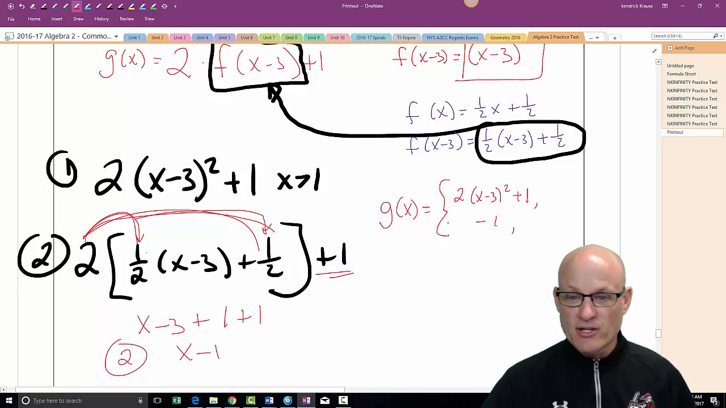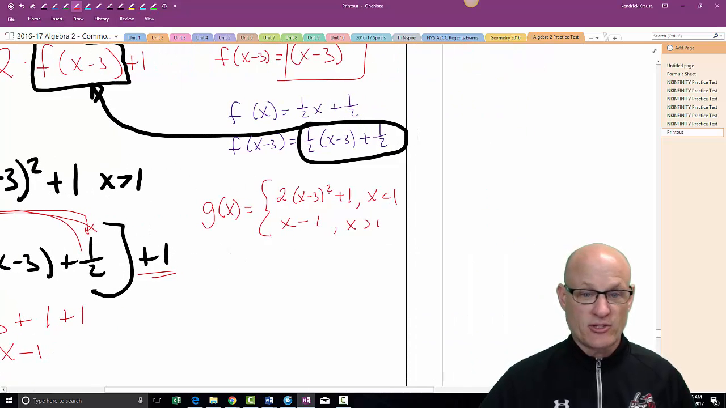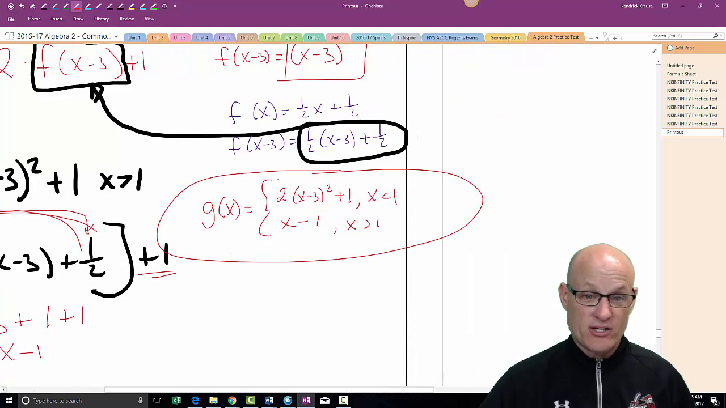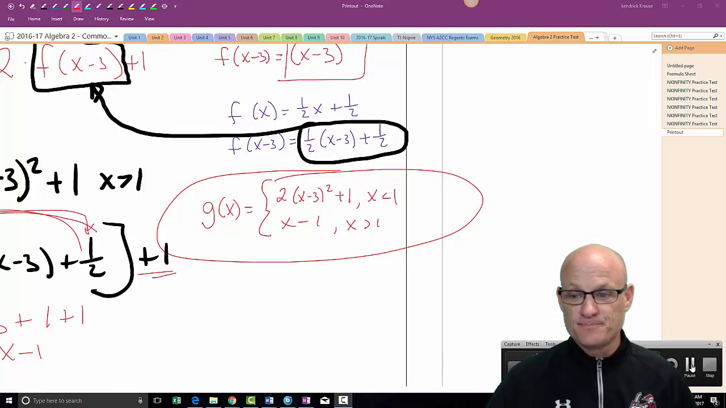So this should be x minus 1, for x less than 1. This is for x greater than 1. All right? And then that's actually the answer to that part. That was not an easy question. If you got that one right, nice job.